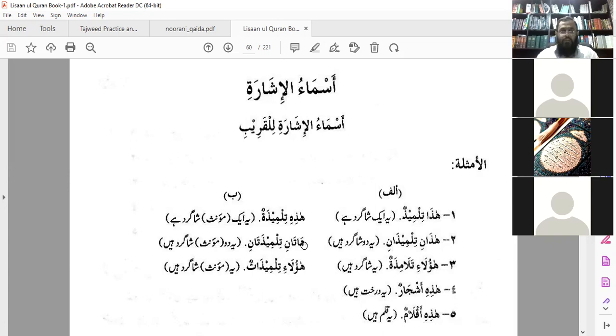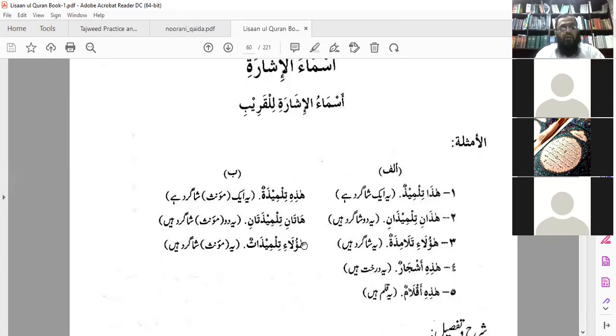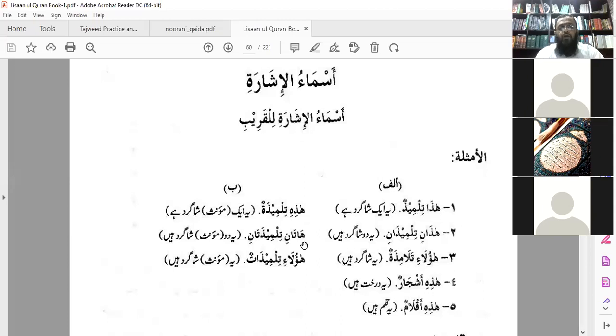So these are the types of ismul ma'rifa that we left, and we are going to start with them. So asma'ul isharati is a type of al ma'rifa. Okay, one of the types of ma'rifa. Now we are going to learn in detail, and you have to be very focused on whatever we are going to learn. Very important lesson.